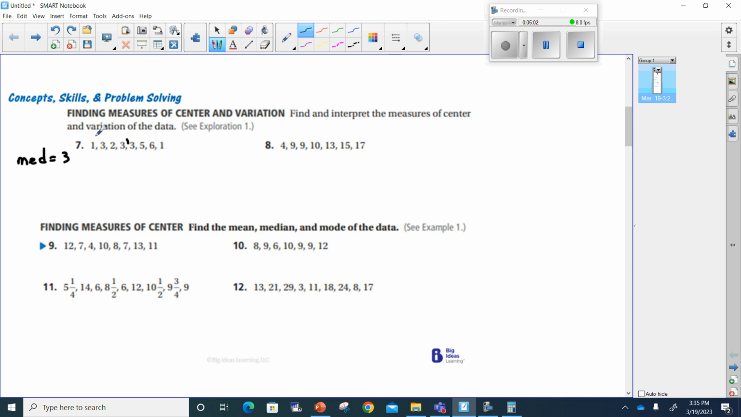The mode is the number that you see most often. I see, oh, 1 second here. I did notice that these aren't in order. And remember, the rule is we have to put these in numerical order. So let me redo this answer.